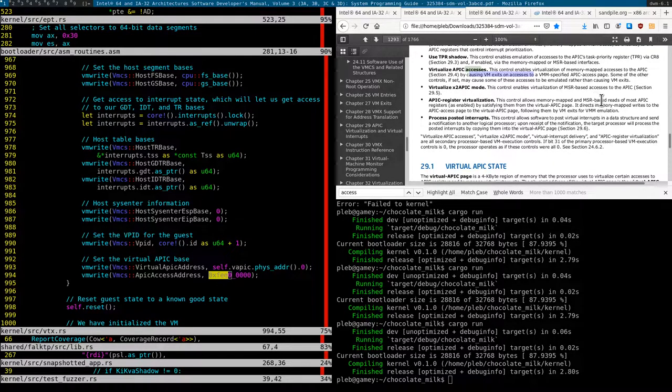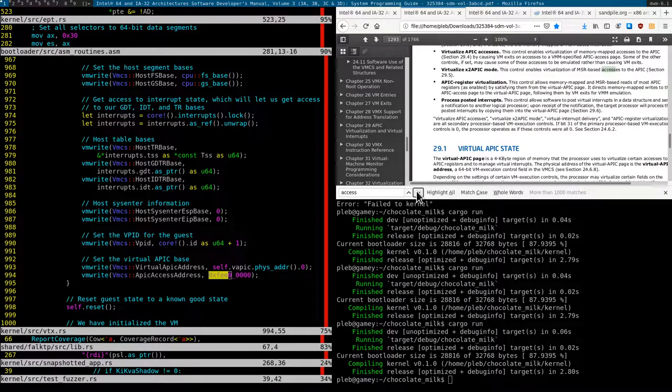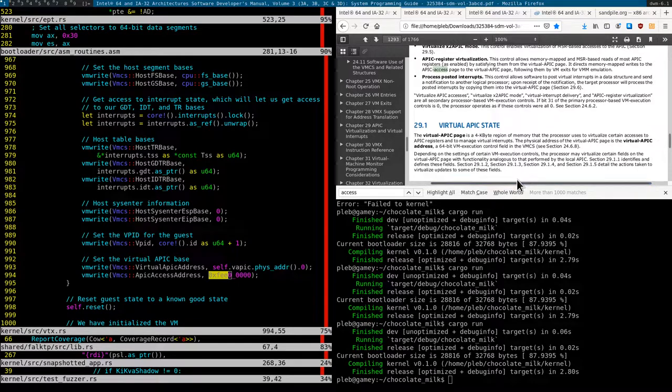Enables virtualization of memory mapped accesses to the APIC by causing VM exits to accesses to a VMM specified APIC access page. It directs memory mapped writes to the APIC access page to the virtual APIC page, following them by VM exits. Need to map the APIC access page into the guest address space.